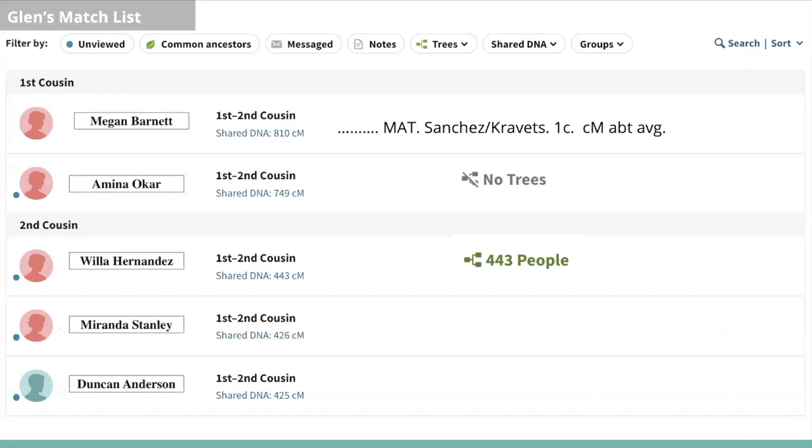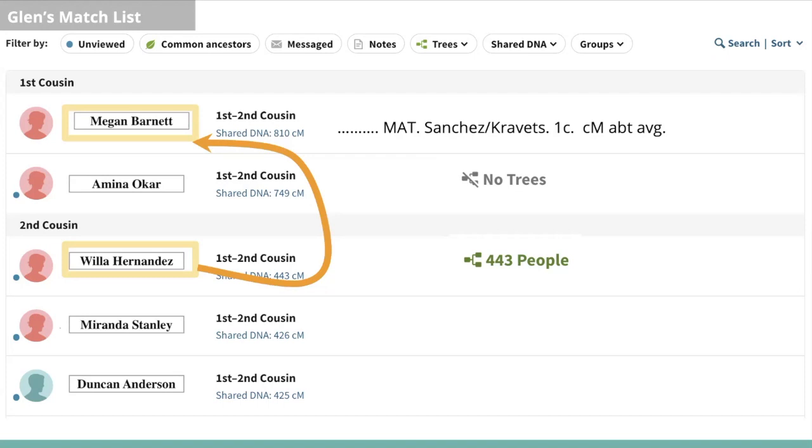Going back to Glen's overall match list, we're ready to look at the second person, Amina Okar. She doesn't have a tree and Glen doesn't recognize that name. So we can't identify a relationship between them yet. That means we skip Amina on this first run through. Willa Hernandez. Willa does have a tree, and when we look at that, we see that Willa is the daughter of Megan Barnett.